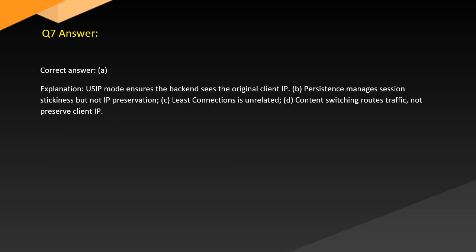Answer. Correct answer: A. Explanation: USIP mode ensures the backend sees the original client IP. B. Persistence manages session stickiness but not IP preservation. C. Least connections is unrelated. D. Content switching routes traffic, not preserve client IP.